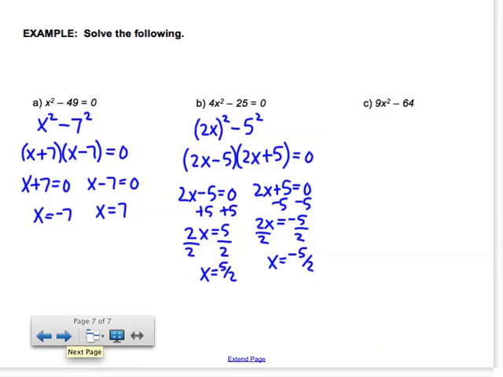And last one, again, the 9 is a perfect square. So I'm going to write that in parentheses with the x. This is when it's good to know your perfect squares, be able to recognize them, because it's going to save you a lot of hassle when you're factoring.